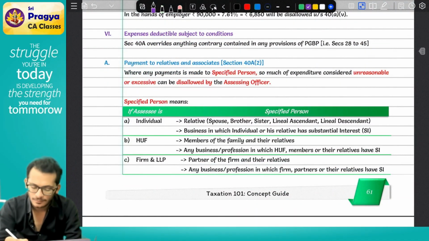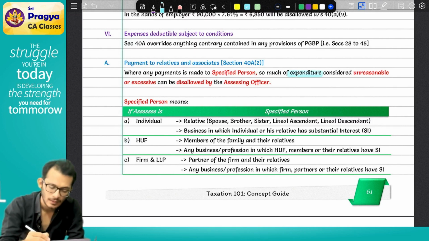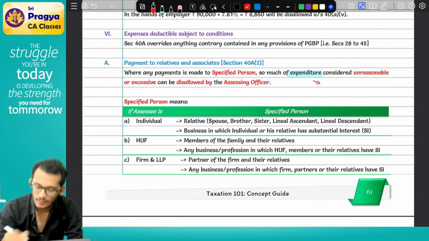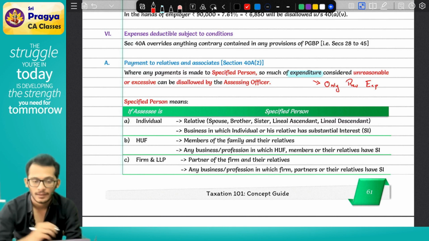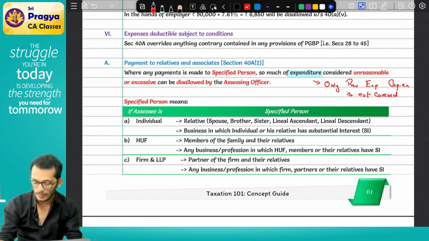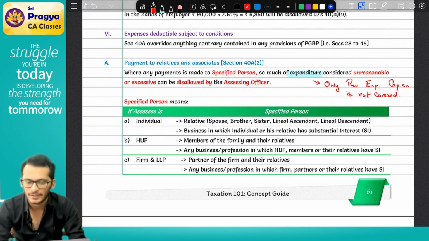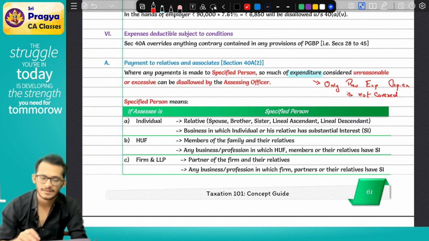For your reference, on the top where you see expenditure, highlight that part. On the bottom where you see a space, put: only revenue expenditure. Capex is not covered. Capital expenditures are not covered. That is covered under the definition of cost of the asset. It is not covered under PGBP 40A(2). Yes, with me? Can we go forward? Yes, this is your section 40A(2).